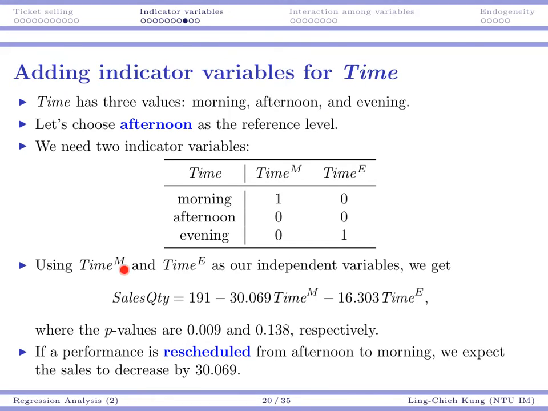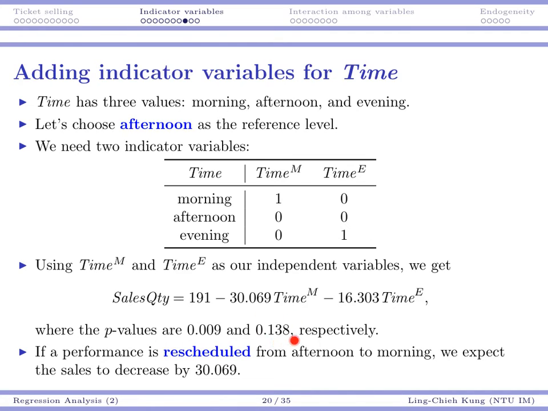If we use time M and time E as our independent variable only, then we will get something like this. The sales quantity would be 191 minus 30 times time M minus 16 times time E, where the p values are quite small or somewhat large. So if we get this, what does that mean? There is a significant difference between morning and afternoon.